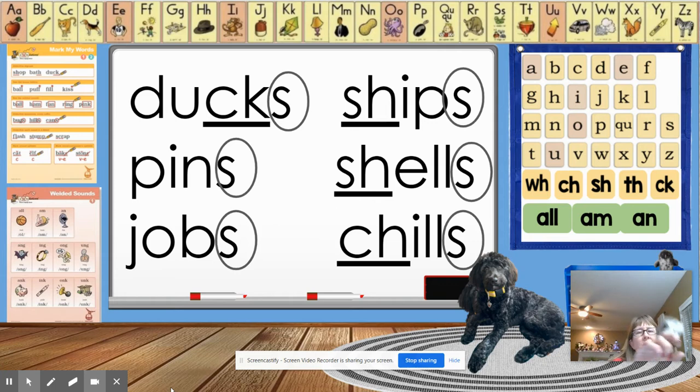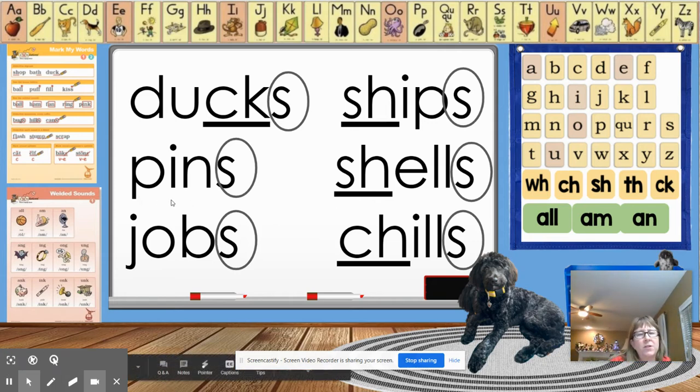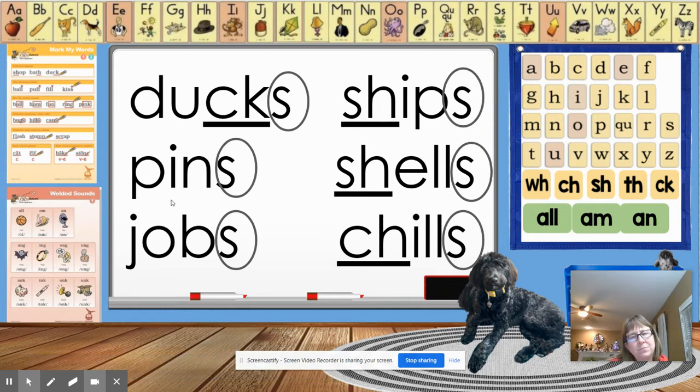That's right. This word is ships. Let's go to this word. Who can read it? That's right. The word is pins. Let's look at the next word. What's that word?